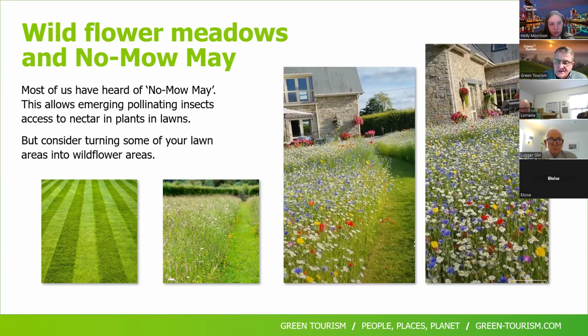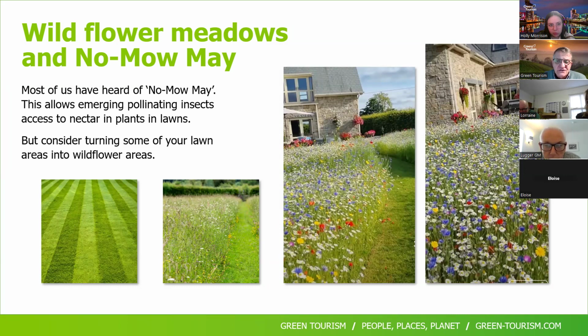As we kind of brushed on there, most people have heard of No Mow May, but this is where we are asked to refrain from cutting our lawn too early in the season, and by doing this, allowing emerging pollinating insects access to a nectar source from early flowering plants within the lawn. Bird's foot trefoil, dandelions, clovers, and self-heal are fantastic for early pollinators.